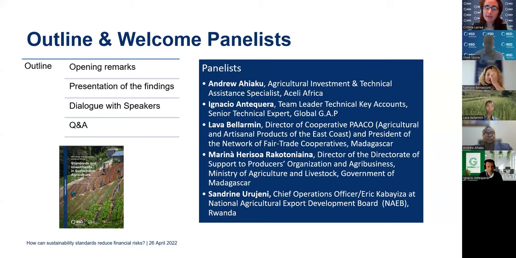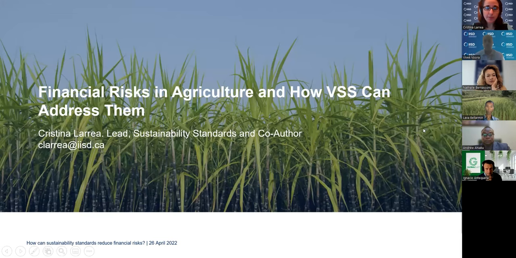My colleague Vivek and myself are going to present you the findings of the report that we launched a few days ago. I will start presenting the main risks that investors perceive in the agricultural sector and how standards address these risks as part of the findings of our report. And then my colleague Vivek will get more specifically into how each standard addresses some of these risks and can support and catalyze investments in sustainable agriculture.